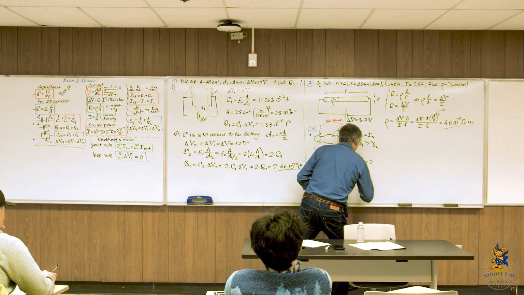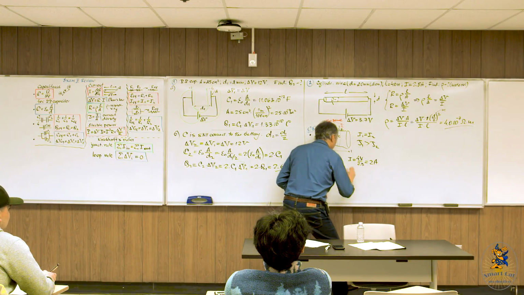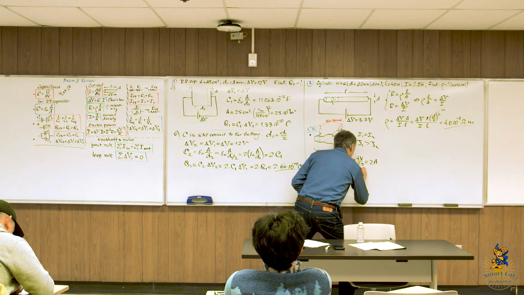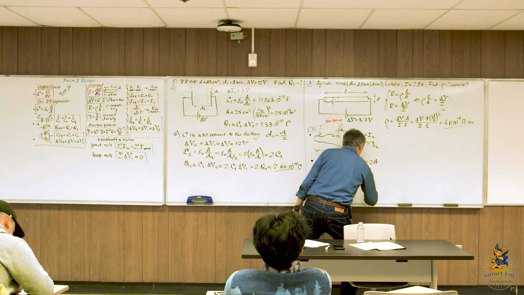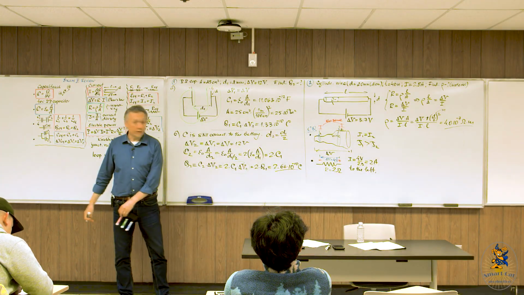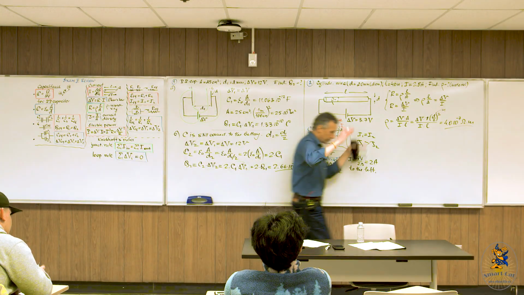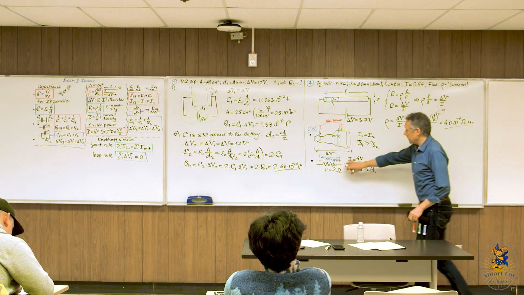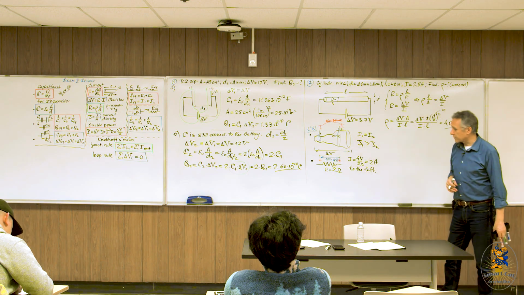So the current will be, of course, 4 volts over 2 ohms. It will be 2 amps, and as you said, to the left. Good. And of course, as I said, I can create a more difficult situation by combining several of these.